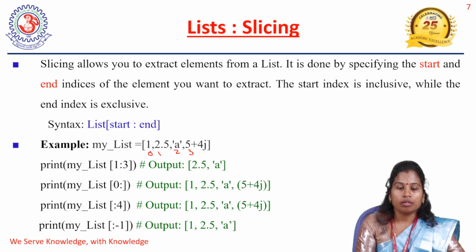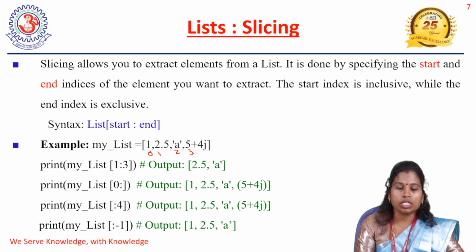Now coming to the example, my_list[1:3]. At position 1 we have 2.5, and at position 2 we have element a. At position 3 we have 5+4j. But in the slicing operation, the end value is excluded, so no need to consider 5+4j. So it will consider the values at 1 and 2. So that's why we got the output 2.5, a. Because of this print function, we display the output on the screen.